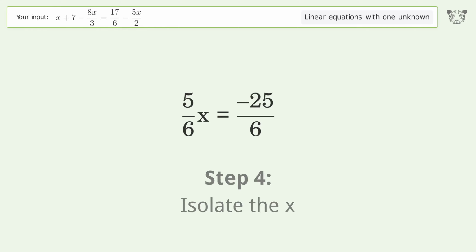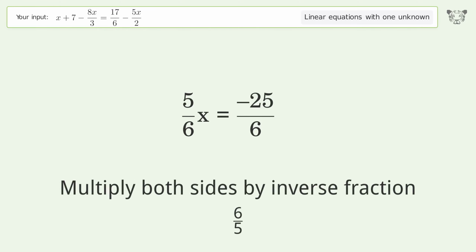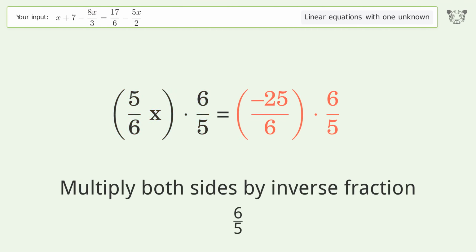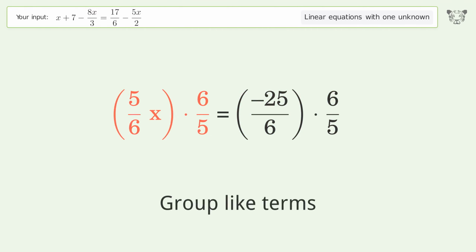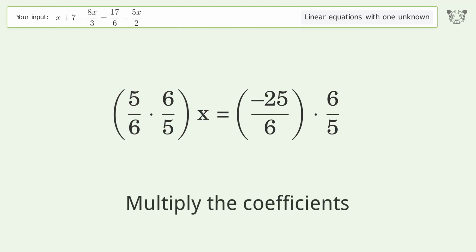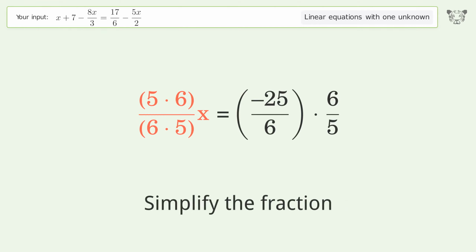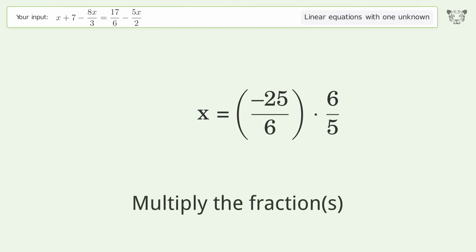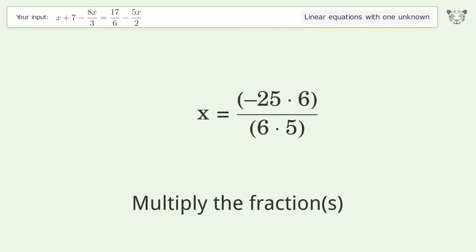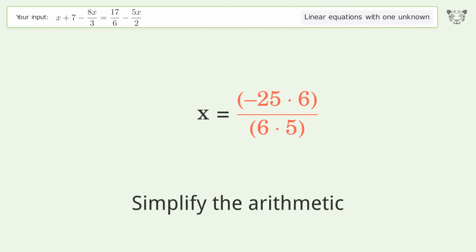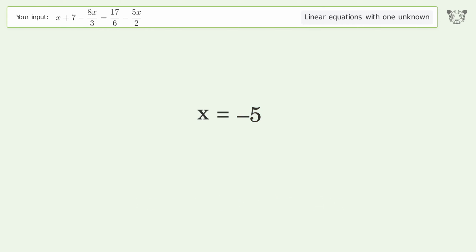Isolate the x. Multiply both sides by inverse fraction 6/5. Group like terms. Multiply the coefficients. Simplify the fraction. Multiply the fractions. Simplify the arithmetic. And so the final result is x equals -5.